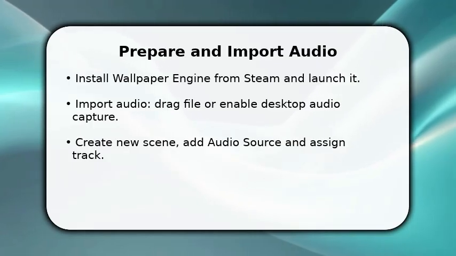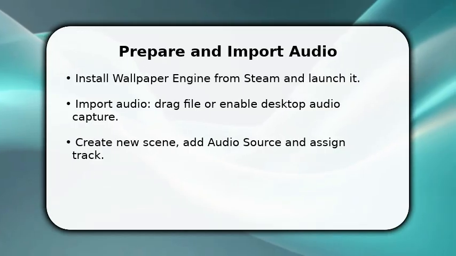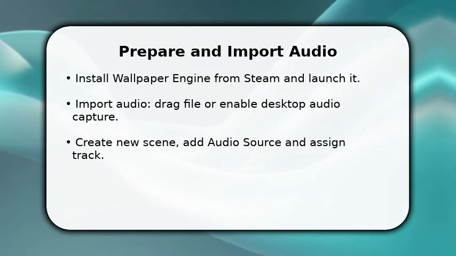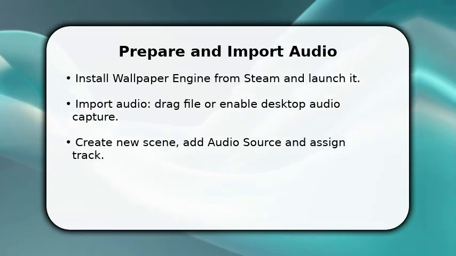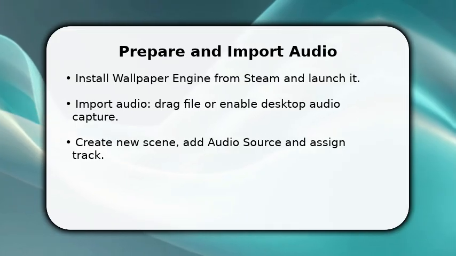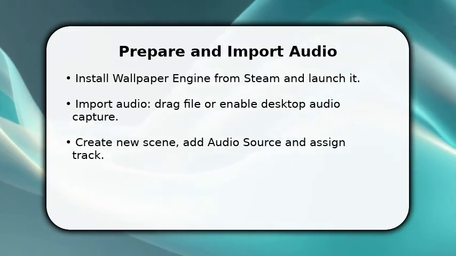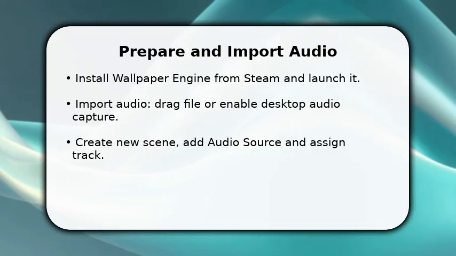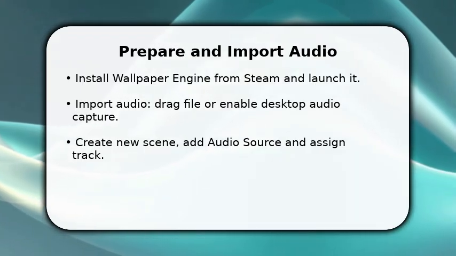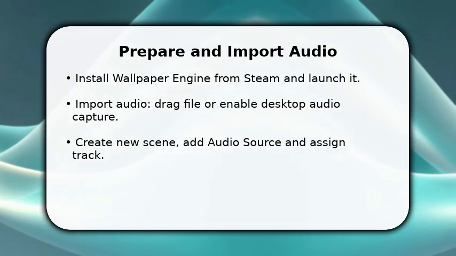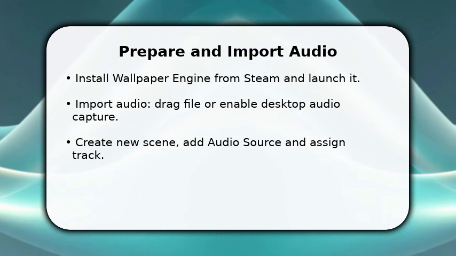You start by preparing the audio and scene so the visualizer has something to react to. First, open Wallpaper Engine and create a new scene. This gives you a blank canvas to work with. Then import your audio file or enable desktop audio capture so system sound feeds the visualizer. Once done, add an audio source object to the scene and assign the track. This binds waveform data to visual elements, which is essential for responsive visuals and timing.